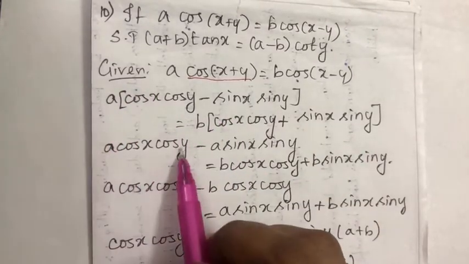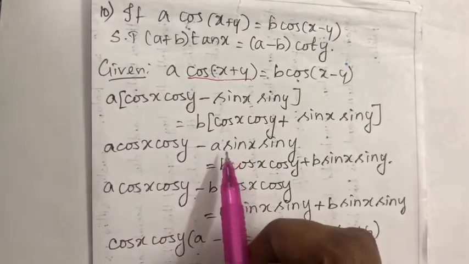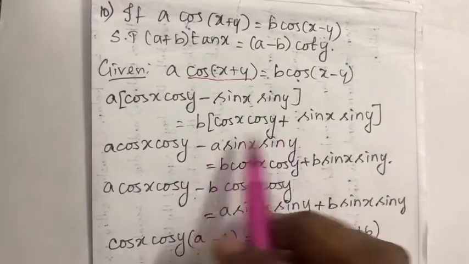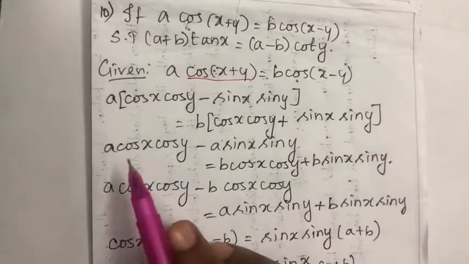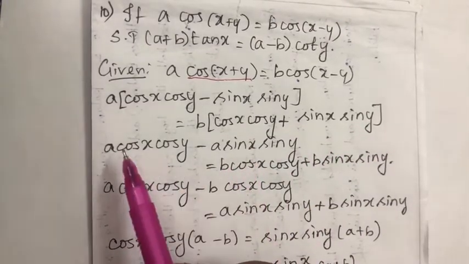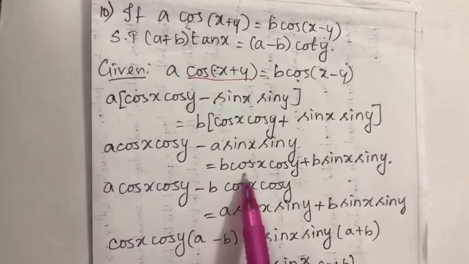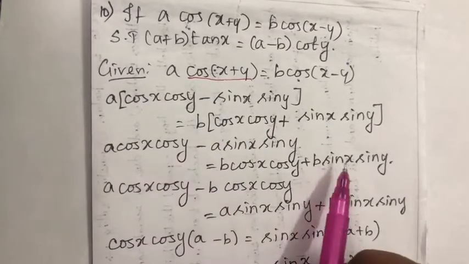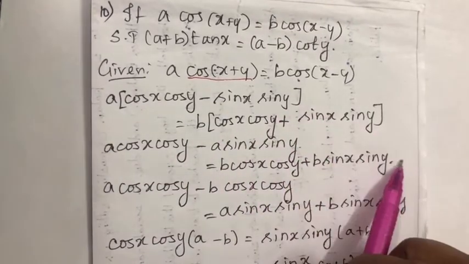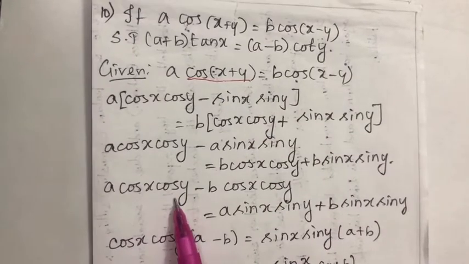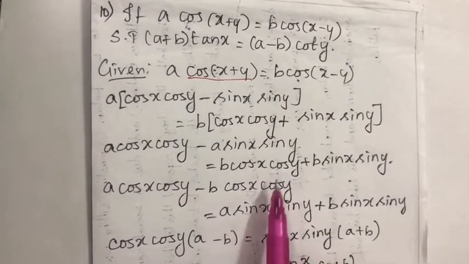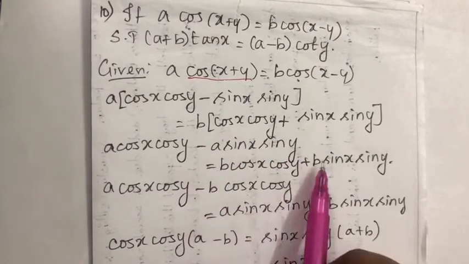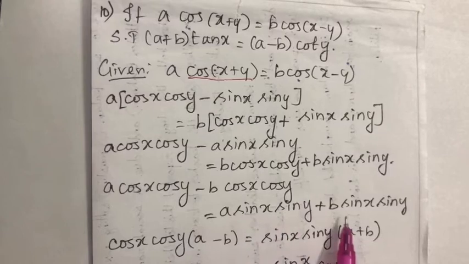So a cos x cos y minus a sin x sin y is equal to b cos x cos y plus b sin x sin y. Now I am going to bring here cos x cos y is there and here also cos x cos y. So I am going to bring this term to the opposite side. Similarly sin x sin y terms will come here. Okay, so a cos x cos y minus b cos x cos y is equal to, here minus a sin x sin y, while coming to the other side it is a sin x sin y plus b sin x sin y.